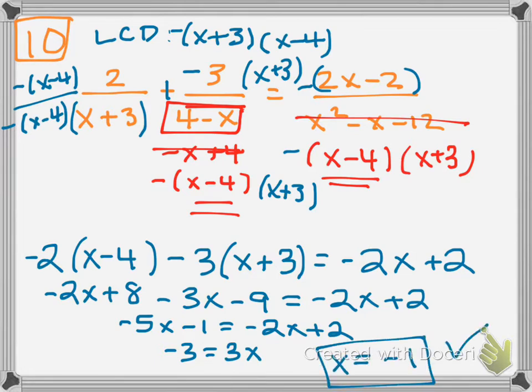And this is okay. I didn't write my domain restrictions, but it can't be negative 3 and 4. So we're okay with this answer. And that's the whole worksheet.